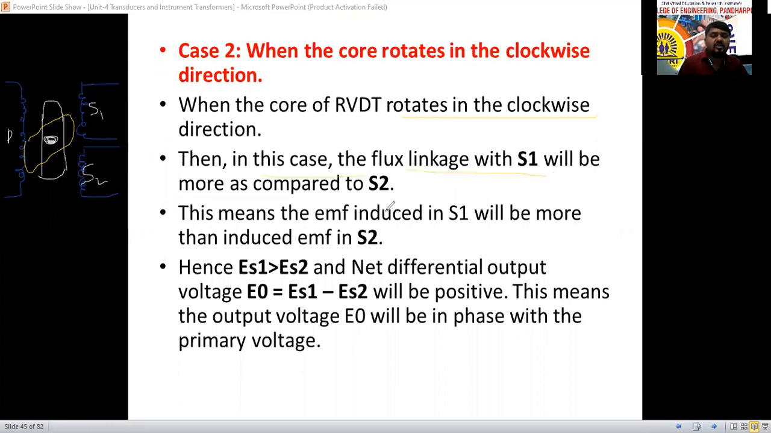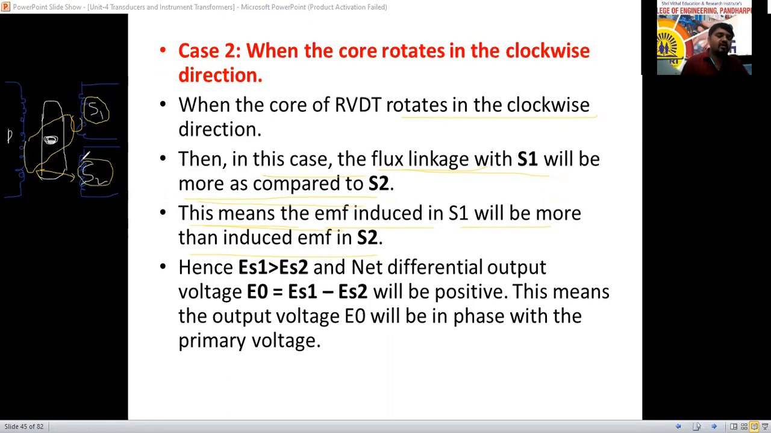If it is rotated in the clockwise direction, the flux linkage with S1 will be more as compared to S2. See here, the space between the core and S1 is this much only. But here, this much displacement or difference is there for S2 and the core. In the middle, it is completely away from S1. So the flux linkage with S1 will be more as compared to S2. This means the EMF induced in S1 will be more than in S2. So S1 has more flux linkage, and S2 has less flux linkage.